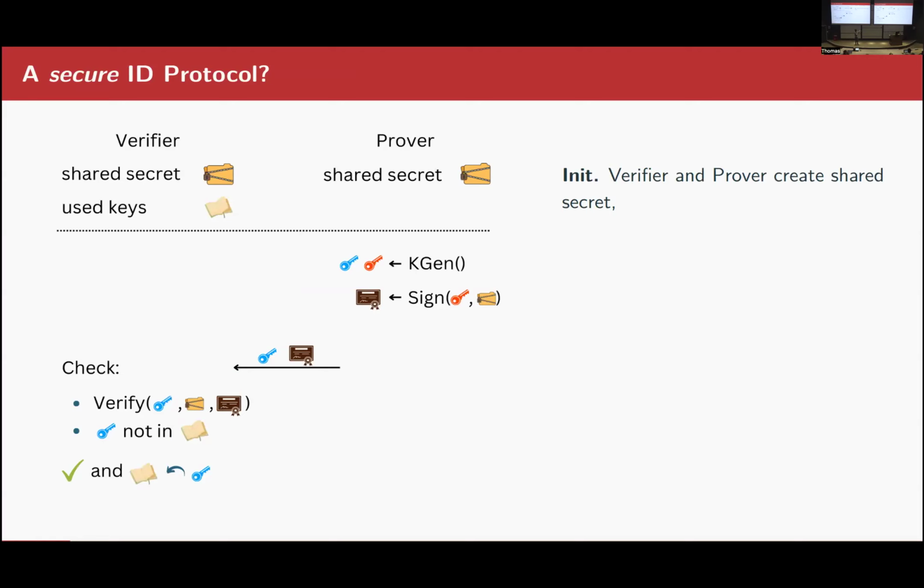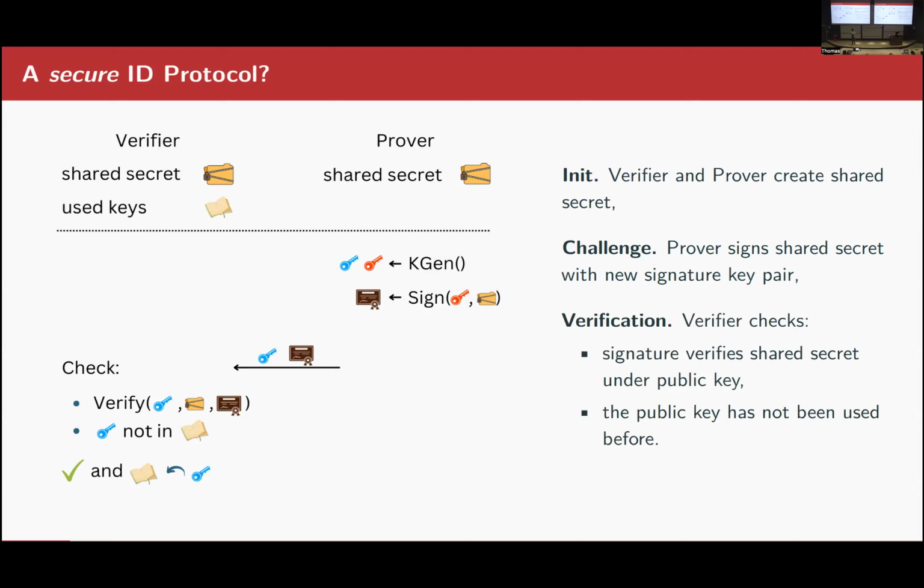We have the verifier and the prover who wants to identify to the verifier. They share a secret, which they might have shared before using some key encapsulation, for example, and the verifier has the list of used keys. The prover who wants to identify creates a key pair for some signature scheme and signs the shared secret, and sends only the public key and the signature, and of course not the shared secret. The verifier checks if the signature is valid for this public key and the shared secret, and if the public key has not been used before. And if so, it accepts and writes this new public key onto the list.